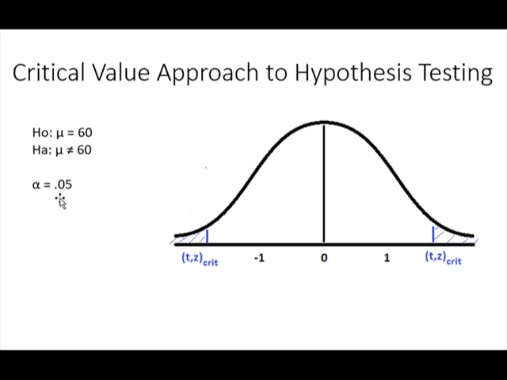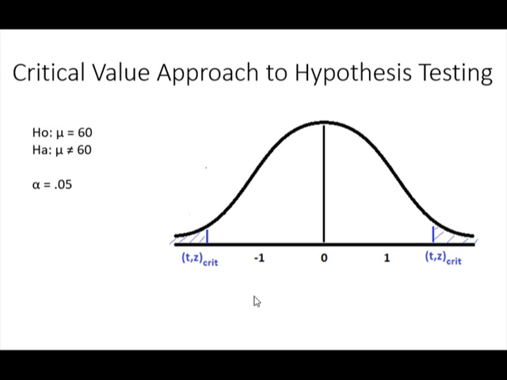So for this two-tailed test, because the alternative hypothesis can go in both directions, either bigger than 60 or smaller than 60, we take that alpha of 0.05, split it in half, and we find a value from the t distribution with a particular number of degrees of freedom, or the z distribution that has 2.5% in the lower tail and 2.5% in the upper tail.